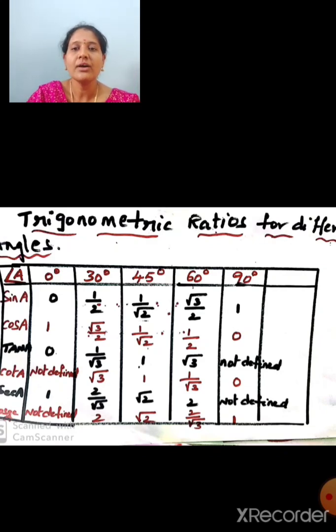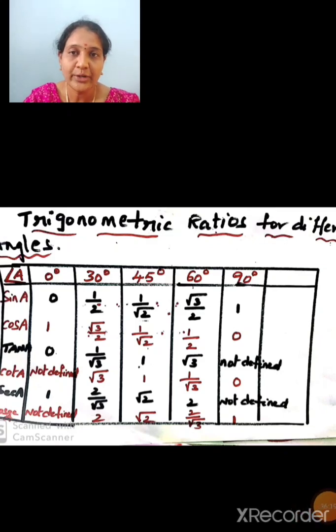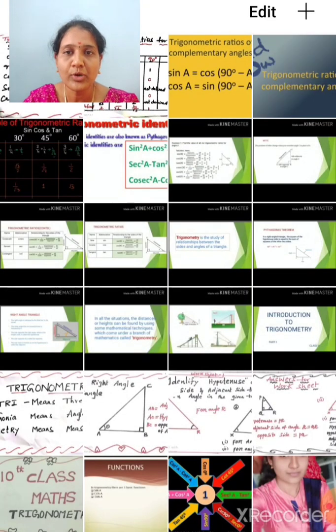So you have to learn the table. No need to memorize it by heart, children. By using simple tricks you can learn this table. Whenever you enter the public examination, after taking the paper, first you have to write this table. Then you will go to the remaining questions. Next, this is a very important concept.